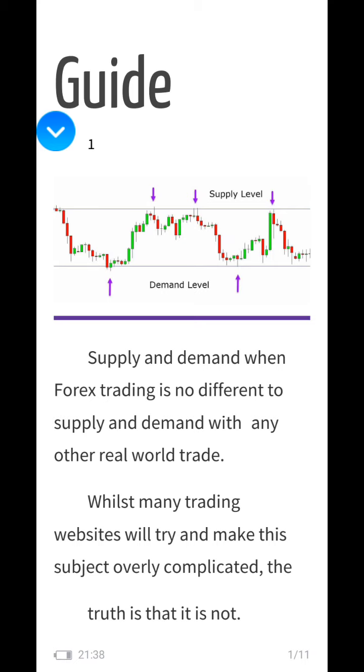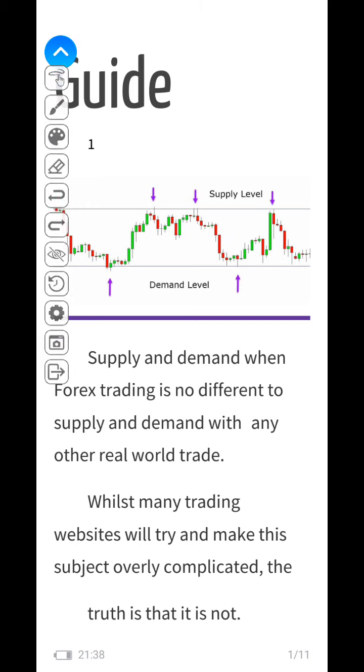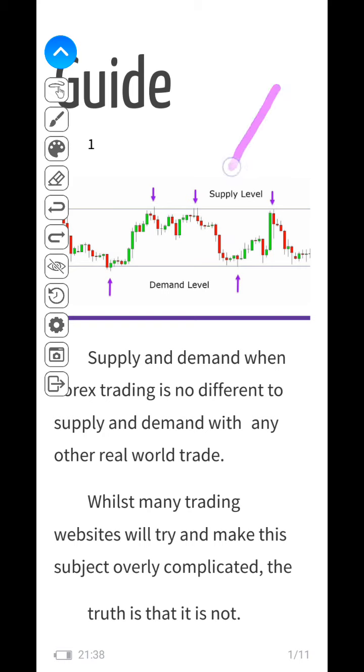So this is the picture that you are seeing. On top, that is where we are seeing the supply level. Then below, we are seeing the demand level. We'll get to understand more what it simply means. As you can see here, on these points where we are seeing 3 points, this is a supply, then demand.